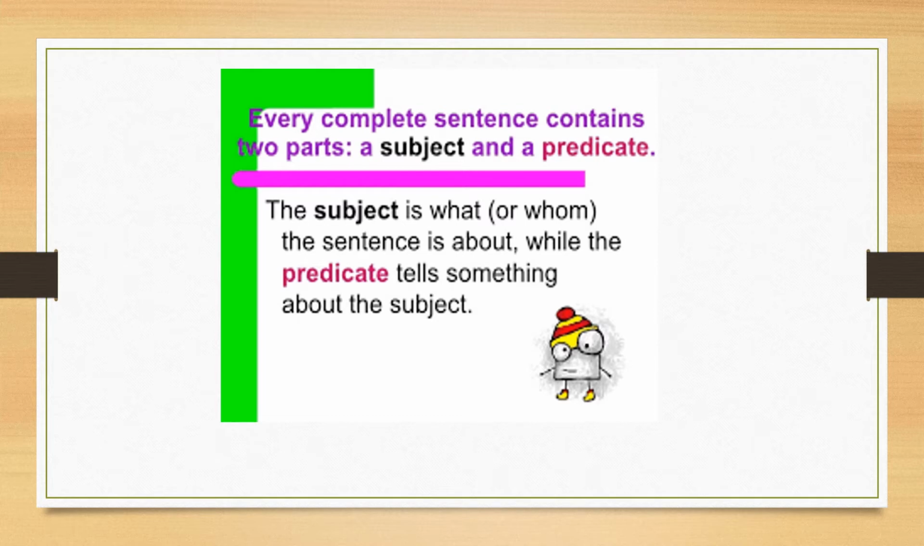Now, it is clear that every complete sentence contains two parts: a subject, the naming part, and a predicate, the telling part. The subject is what or whom the sentence is about. It tells us about whom or what the sentence is about. While the predicate, the telling part, tells something about the subject.